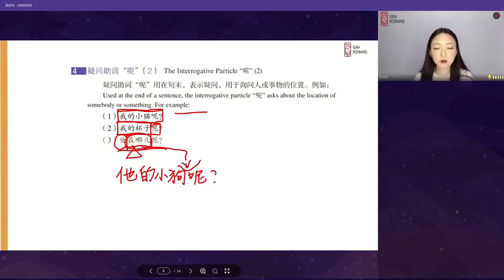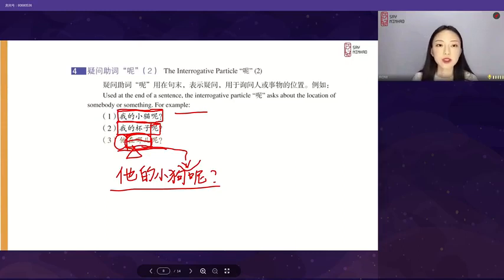So we can see here 他在哪儿呢? This sentence we can also transform into another simplified version, which is 他呢? Yes, 他呢 is enough. We can just say 他呢 to ask about 他's location, the location of he. So 他的小狗呢? Where is his puppy?